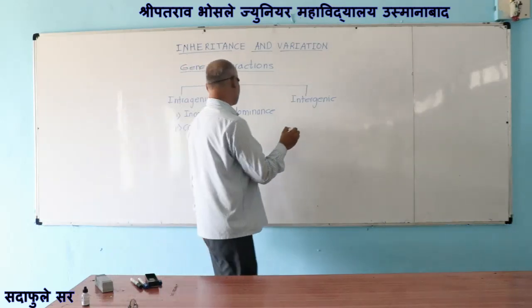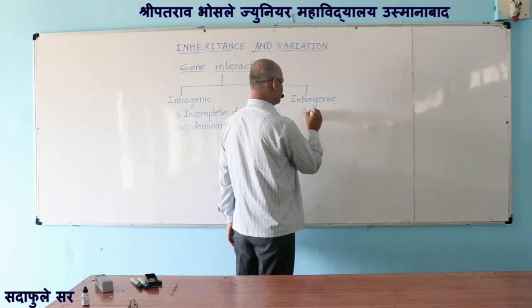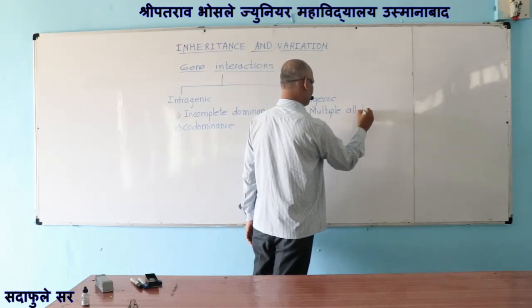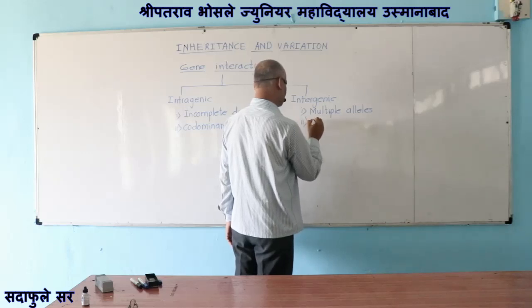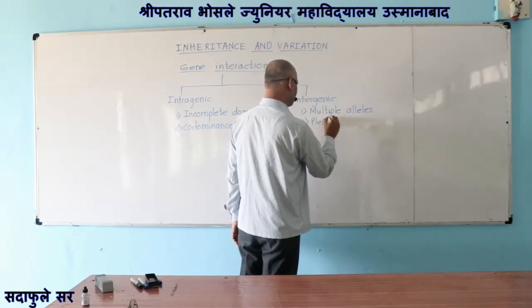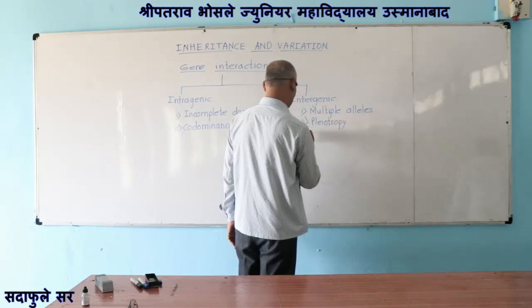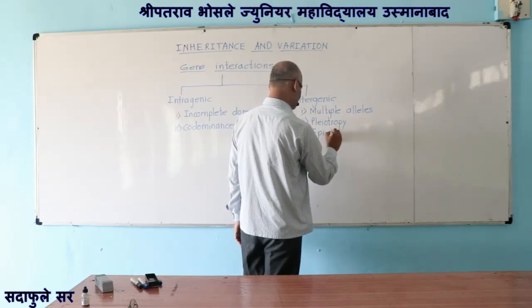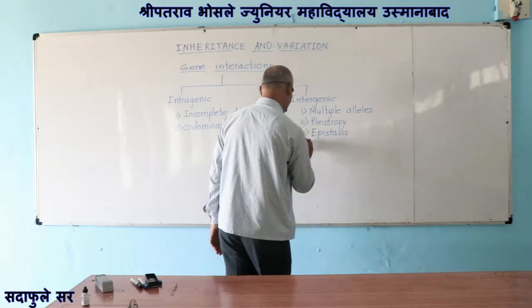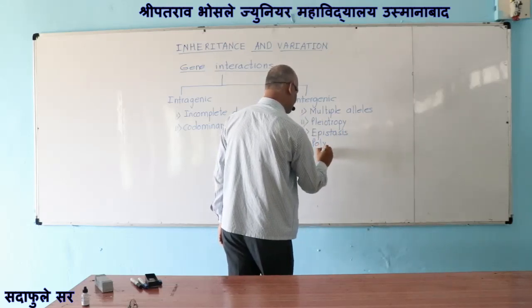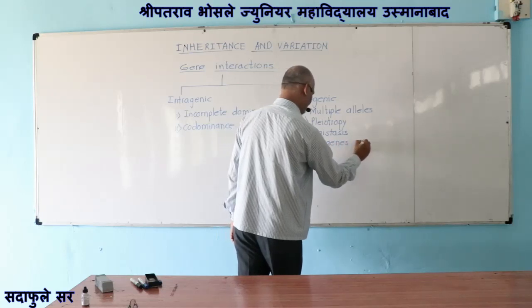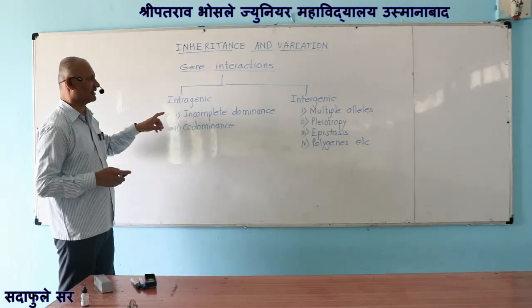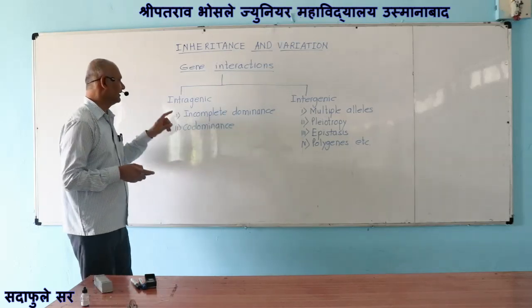While intergenic interactions are such as multiple alleles, then pleiotropy, then epistasis, polygenes, etc. Okay, these are the gene interactions, intragenic gene interactions and intergenic interactions.